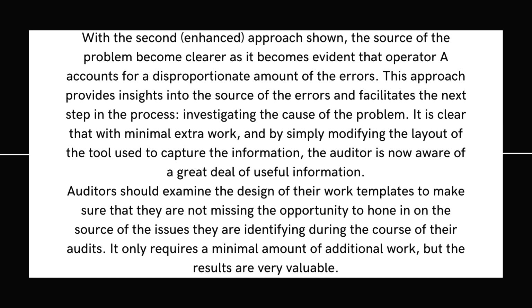Investigating the cause of the problem, it is clear that with minimal extra work and by simply modifying the layout of the tool used to capture the information, the auditor is now aware of a great deal of useful information. Auditors should examine the design of their work templates to make sure that they are not missing the opportunity to hone in on the source of the issues that are identified during the course of their audits. It only requires a minimal amount of additional work, but the results are very valuable.